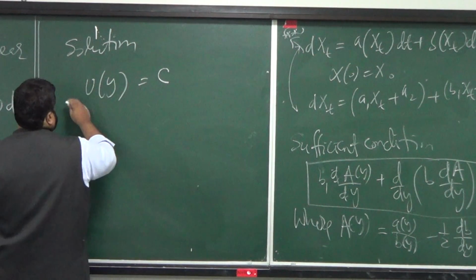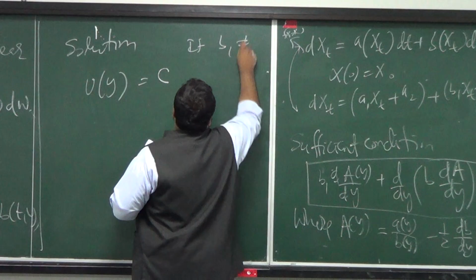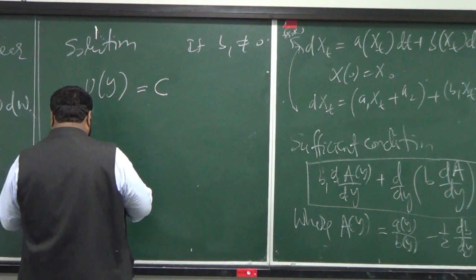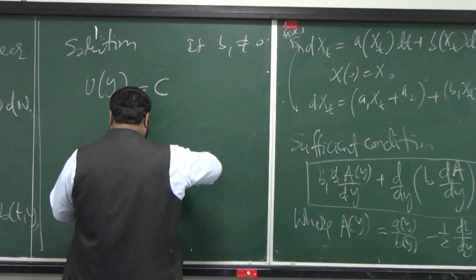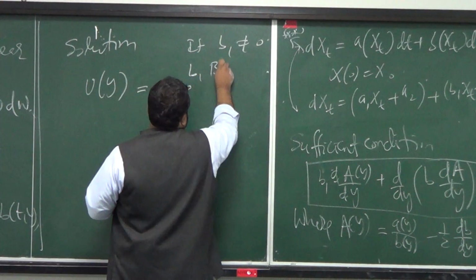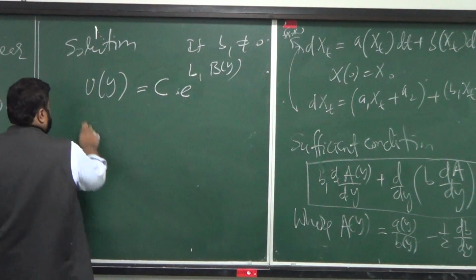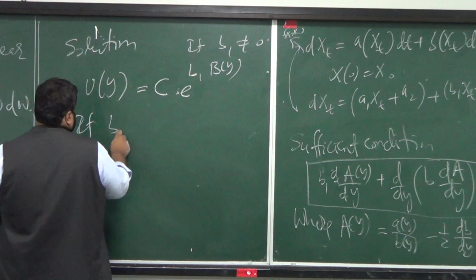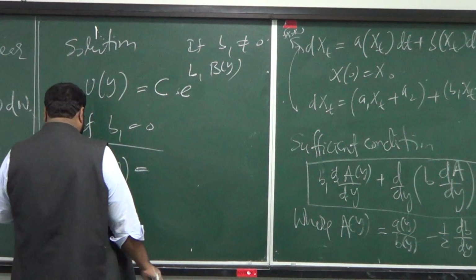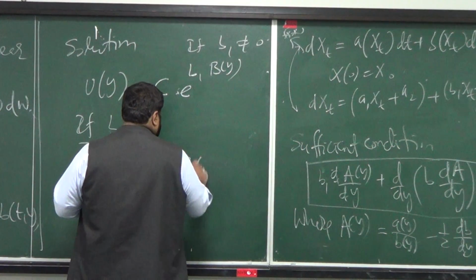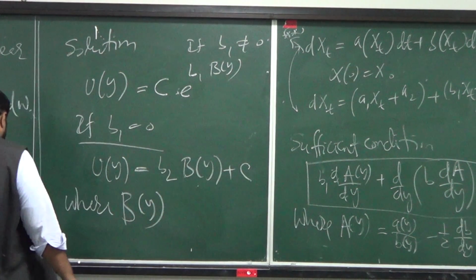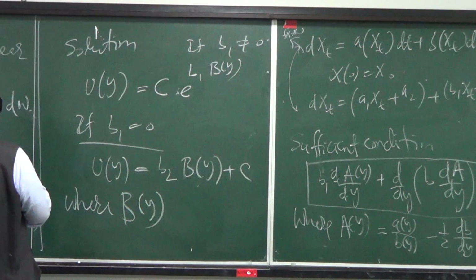Okay. So there are two cases actually. So if this B1 is not 0, then the solution of the SDE can be written as C exponential e to the B1 times B of y. So I'm going to say in a minute that what it means. And if B1 is 0, okay, then the solution is going to look like as B2 times B of y plus C, where B of y is this. What is B of y?